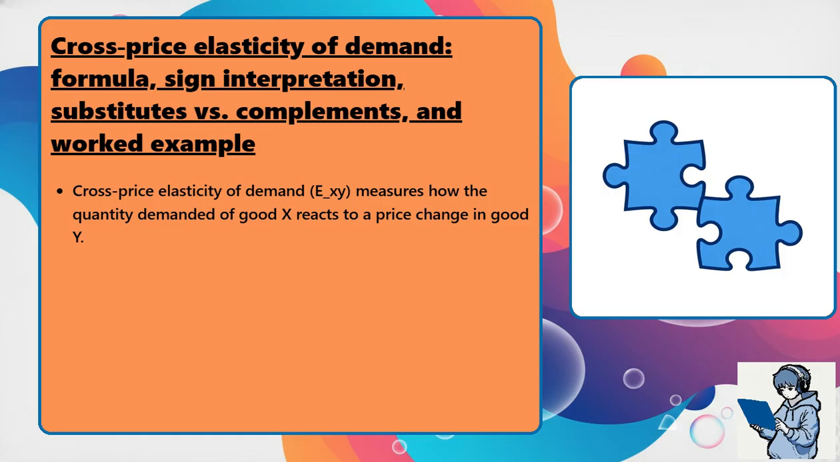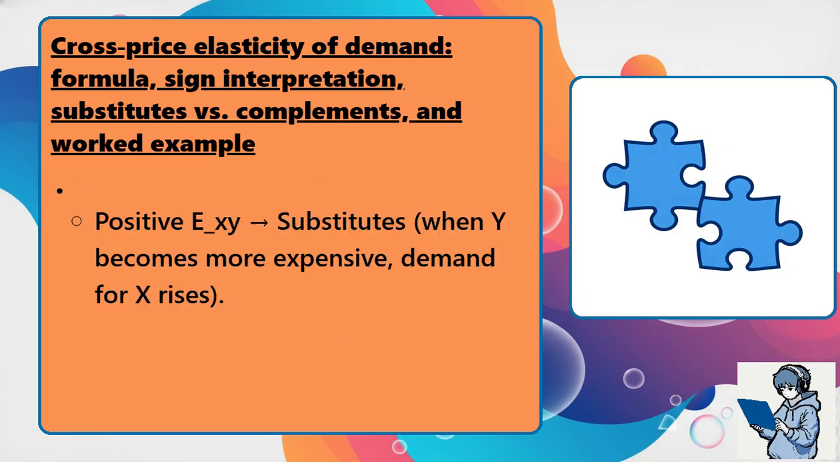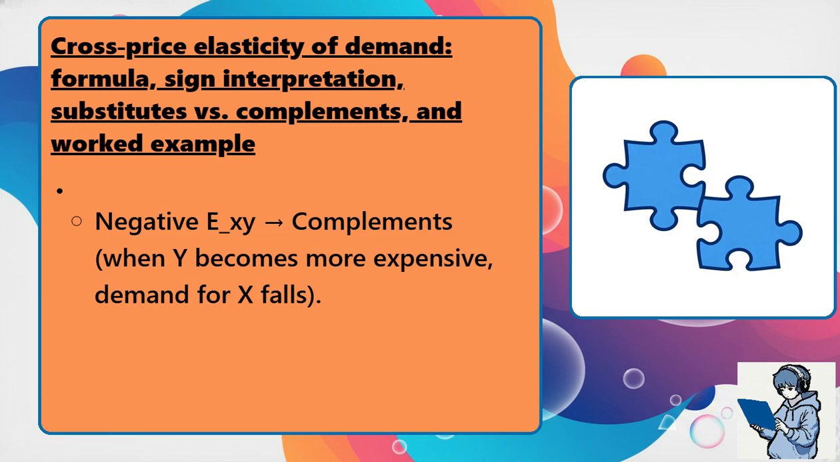Cross-price elasticity of demand, E sub XY, measures how the quantity demanded of good X reacts to a price change in good Y. Formula: E sub XY equals percent change in quantity demanded of X divided by percent change in price of Y, equals delta Q sub X over Q sub X divided by delta P sub Y over P sub Y. Sign interpretation. Positive E sub XY indicates substitutes. When Y becomes more expensive, demand for X rises. Negative E sub XY indicates complements. When Y becomes more expensive, demand for X falls.